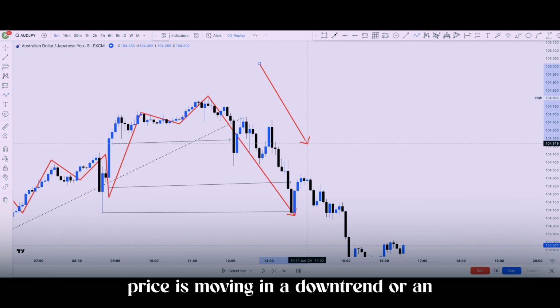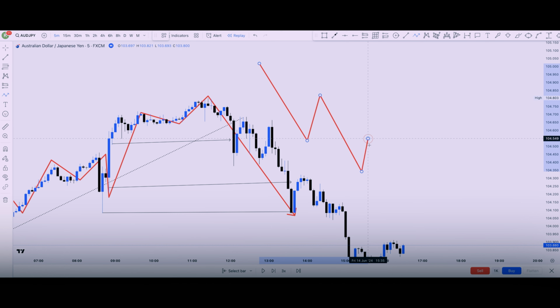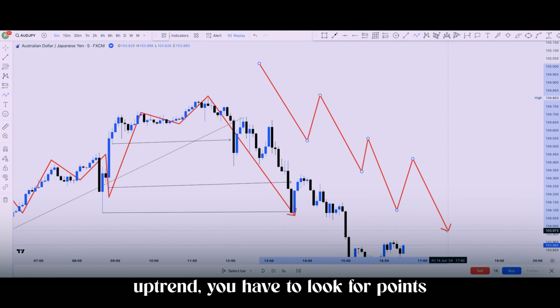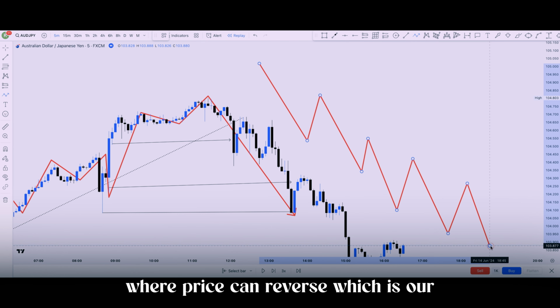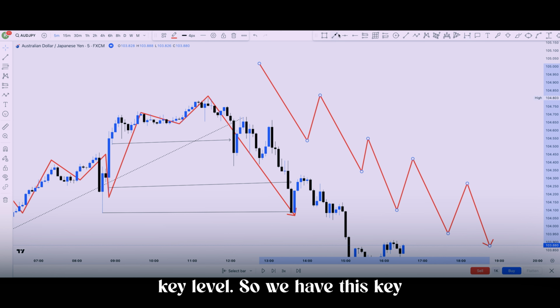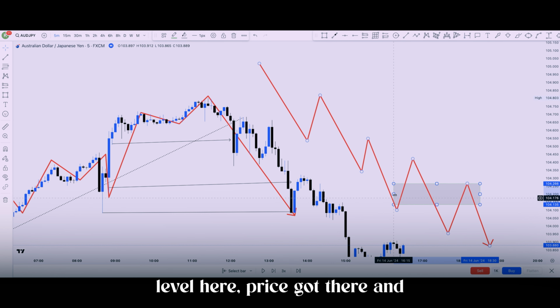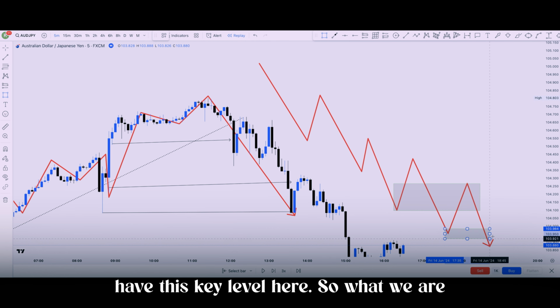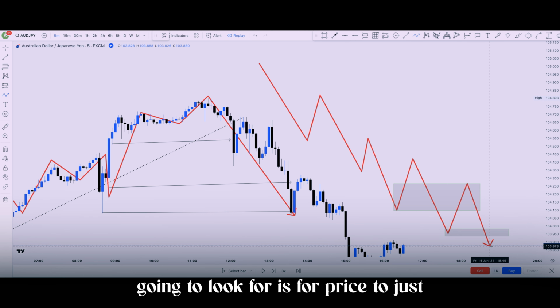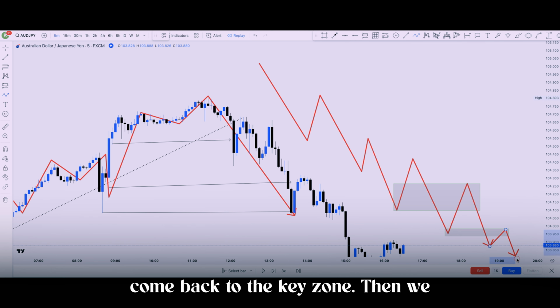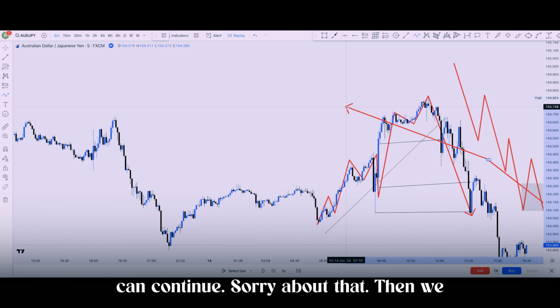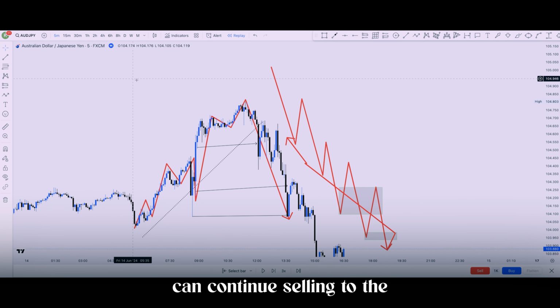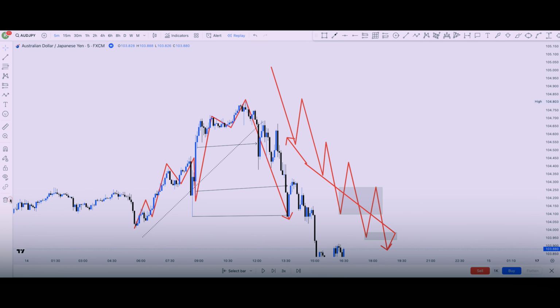So I always do this analysis. When price is moving in a downtrend or an uptrend, you have to look for points where price can reverse, which are our key levels. So we have this key level here. Price got there and moved towards the downside. Now we also have this key level here. So what we are going to look for is for price to come back to test that key zone. Then we can continue selling to the downside.